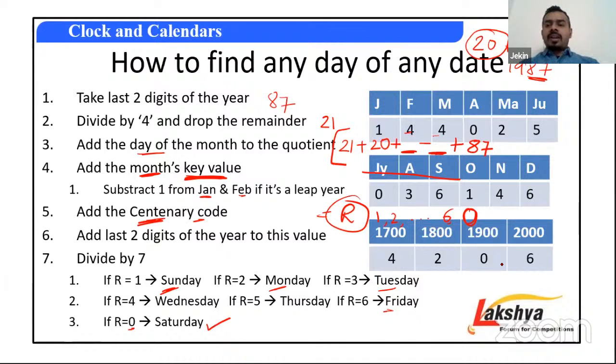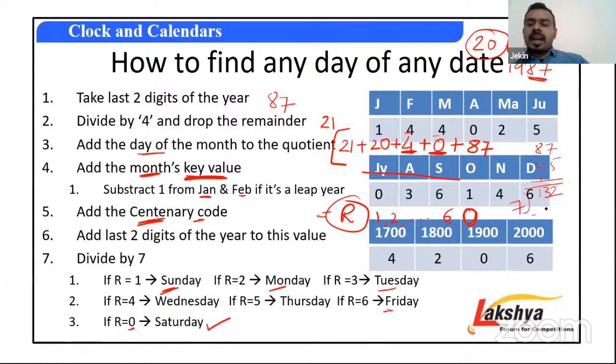0. What month did you have? The month is Feb. What is the code for Feb? 4. So over here I'm going to write 4. Over here I'm going to write 0. Okay, the centenary code is 0. Now let's try to add all of this. So 21 plus 20 is 41. 41 plus 4 is 45. 45 plus 87: 7 plus 5 is 12, carry 1, 8 plus 1 is 9, plus 4 is 13. So I'm going to divide 132 by 7.